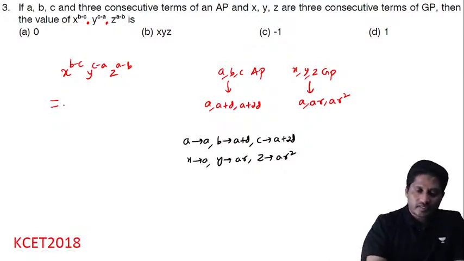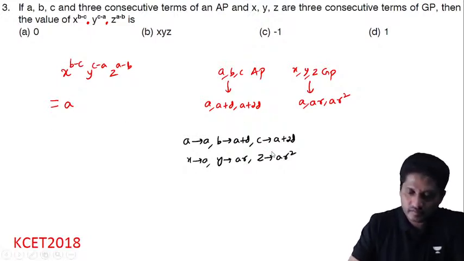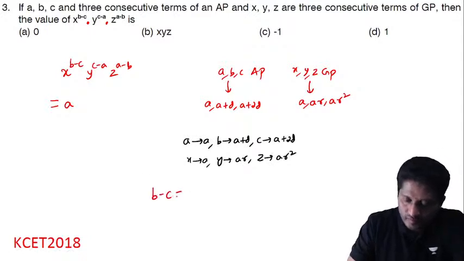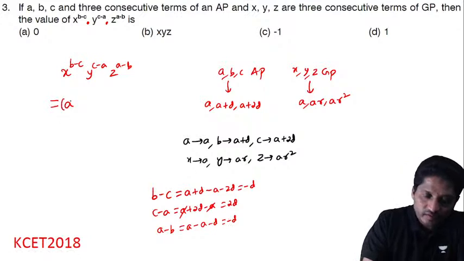Now if I take these values and substitute here, x to the power of b minus c: x is a, and b minus c, if I subtract, b will be a plus d, minus c will be minus a minus 2d, so you will get minus d. c minus a will be equal to a plus 2d minus a, this will cancel, you get 2d, and a minus b will be equal to a minus of a plus d, which is equal to minus d. I'll substitute these values. x is equal to a to the power of b minus c, which is minus d.